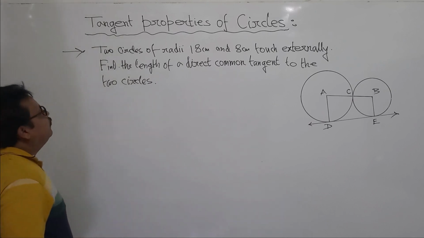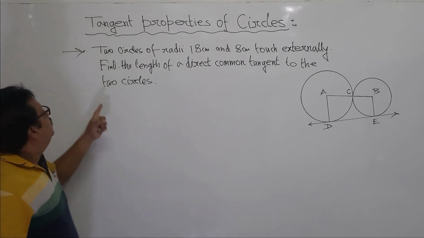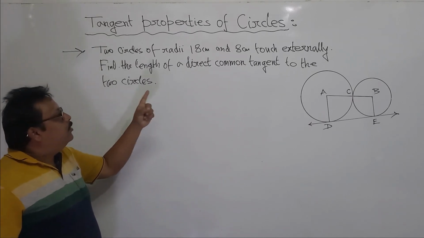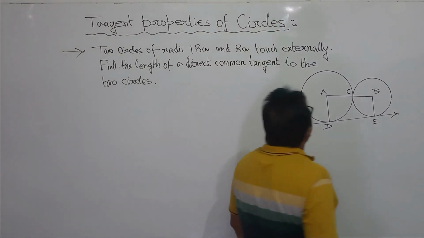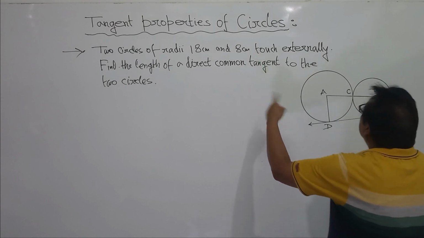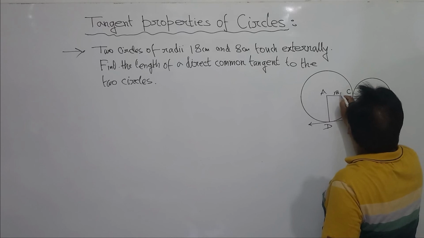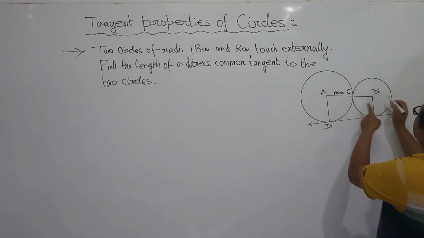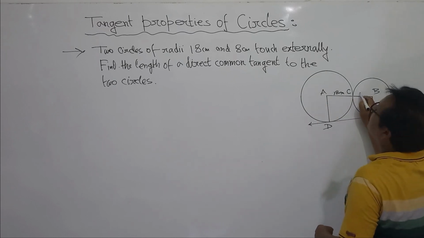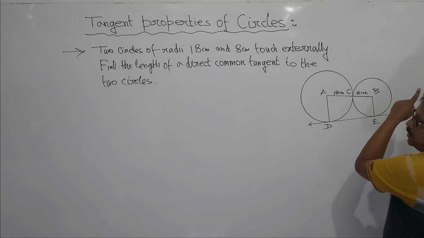Two circles of radii 18 cm and 8 cm touch externally. Find the length of a direct common tangent to the two circles. Drawing is given here. 18 cm, the radius of the bigger one. So AC is 18 cm. 8 cm is the radius for the smaller one. So CB is 8 cm. Correct. So the total distance of AB is 18 plus 8 cm.